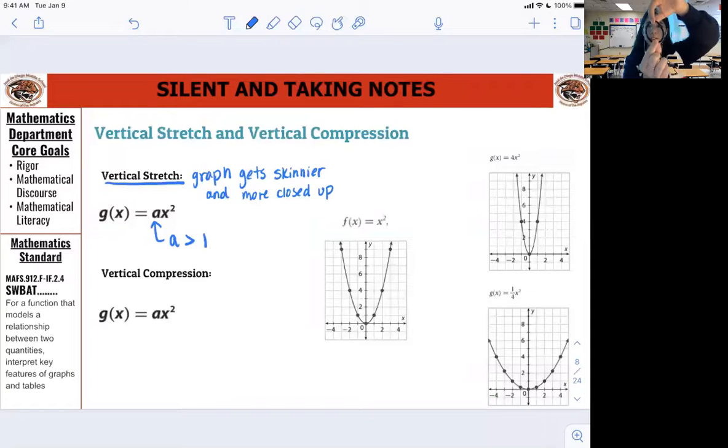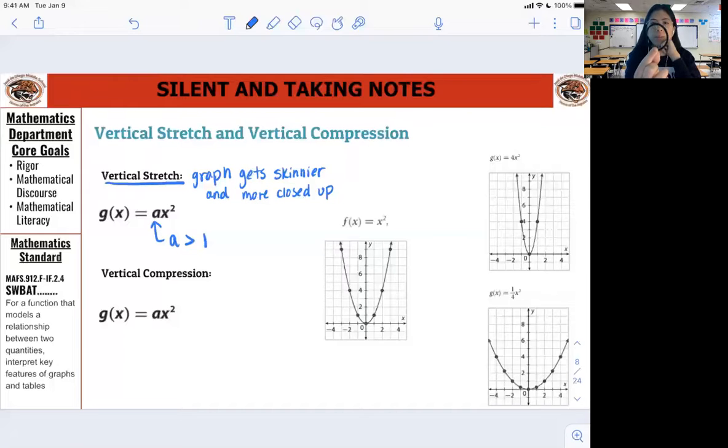When I stretch it, it also becomes skinnier at the same time. So think about that. A vertical stretch makes it skinnier because it's like you're stretching it from top to bottom. So when I say vertical stretch, that just means that it's becoming skinnier.